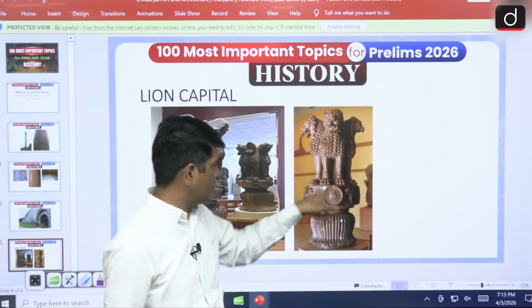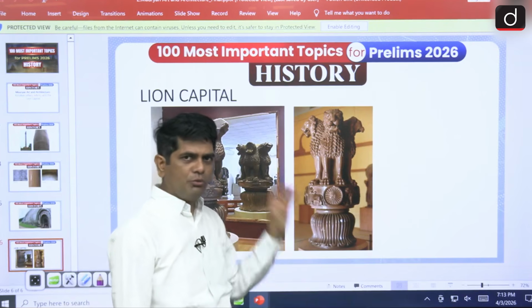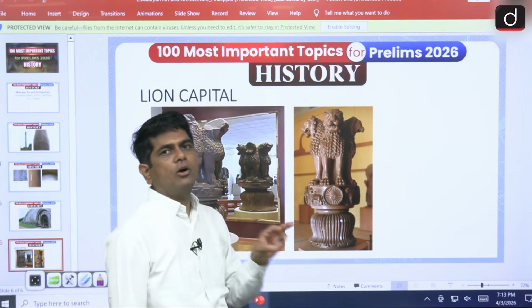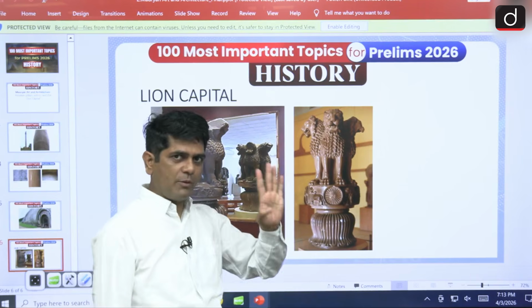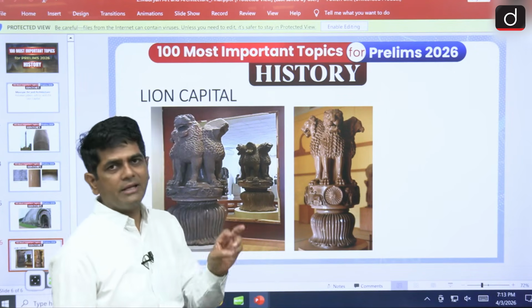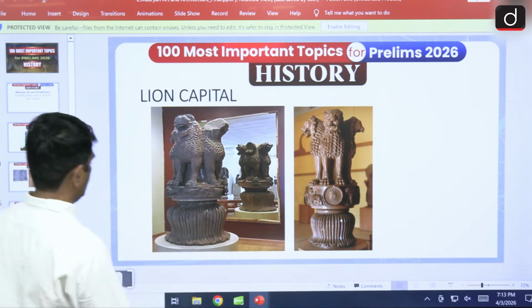We have the four animals on the abacus part. Bull is there, lion, then elephant and the horse. Remember, these are very, very important. Abacus, four animals: bull, lion, horse and the elephant. Clear?